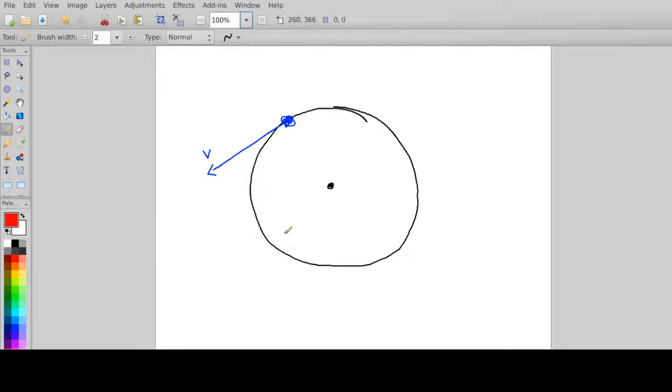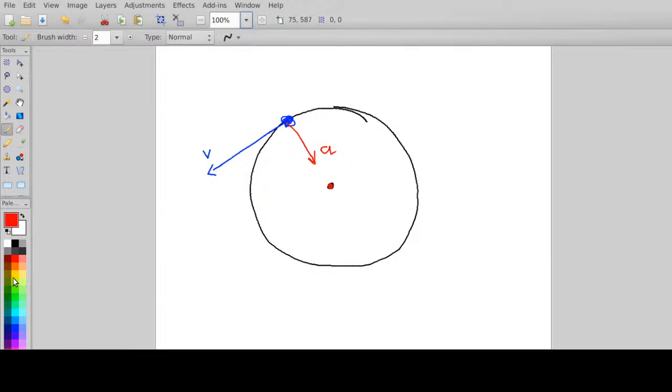And then the acceleration is always towards the middle. So there's the middle right here. And so the acceleration is always inwards towards the middle. Let me try that again. There we go. Acceleration is always towards the center. Okay, how's that? All right, and you might say, well, which direction is the r vector?